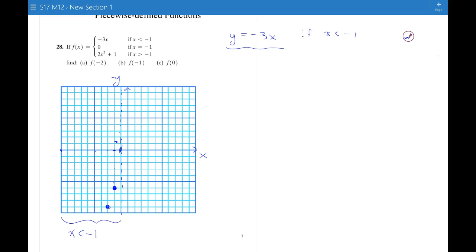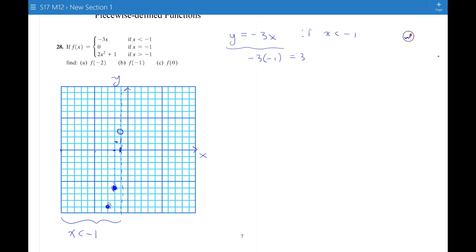So we can see the shape of the graph is a line, and it goes all the way up almost until x is negative 1. So when x is negative 1, y would be 3. But that point is not a point on the graph. So we make an open circle. And I put my dots in the wrong places.